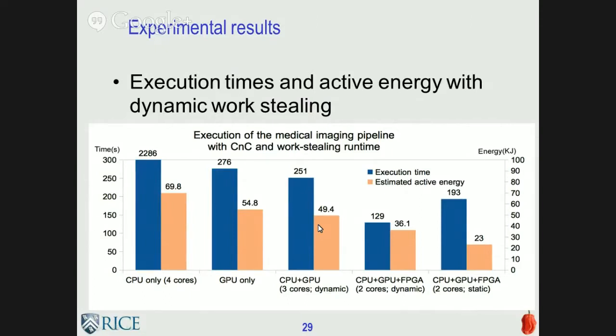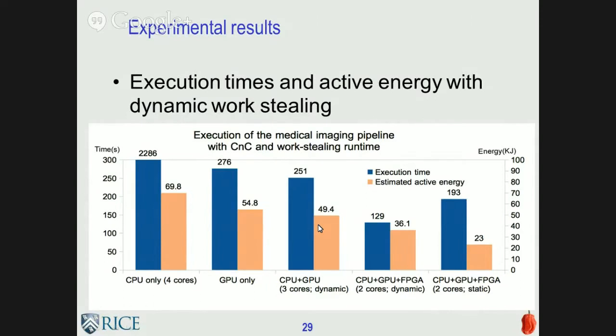What I'm showing on the right-hand side is a very crude estimate of energy, which was just obtained by taking the active time for the device and multiplying it by the power. We are now using things like RAPL in collaboration with Intel. But there's an estimate in kilojoules for doing all that work, close to 70 kilojoules. With the GPU, there is significant time reduction and energy reduction.